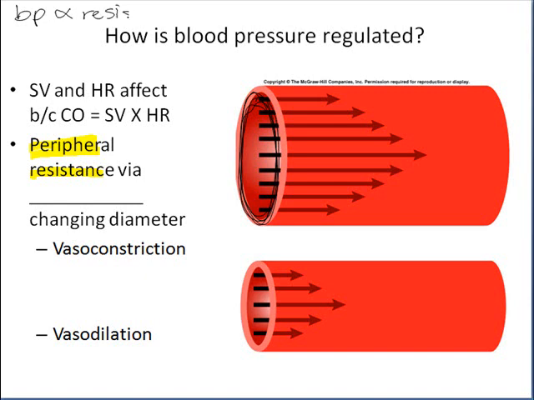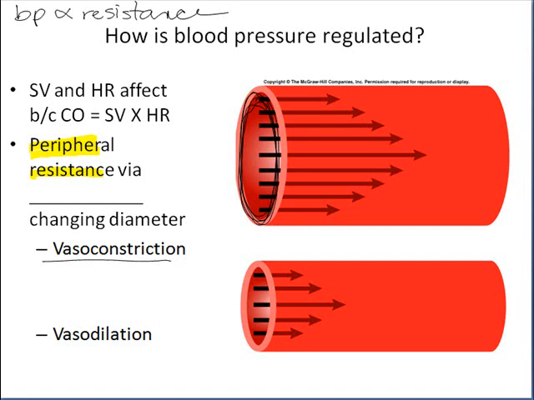So what I'm telling you by that is that blood pressure and resistance are basically moving in sync together. If resistance increases, blood pressure increases. If resistance decreases, such as in vasodilation, then blood pressure is also going to decrease. Okay, so we can alter blood pressure by altering the peripheral resistance.